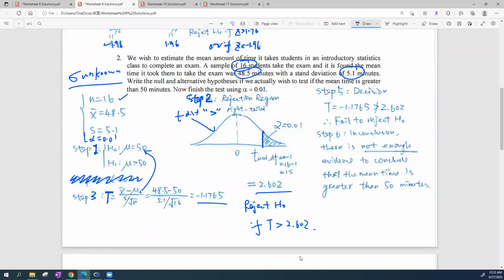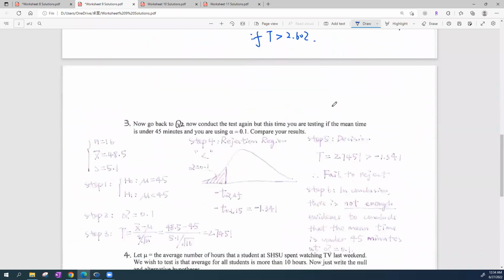So step 4, we want to make the decision. So test statistic equals negative 1.1765. That's not larger than 2.602. So fail to reject the null. And step 5, in conclusion, there is not enough evidence to conclude the mean time is greater than 15 minutes. Don't forget to write down at alpha equals 0.01. So this is important. That's question number 2.